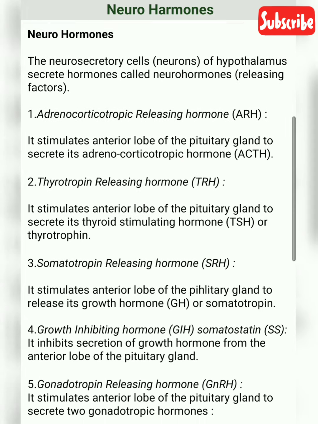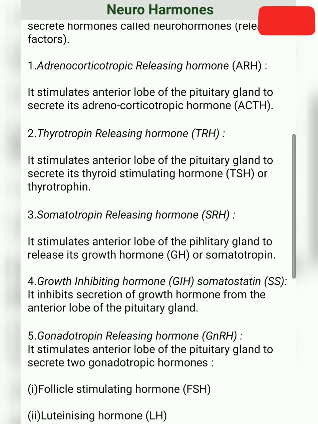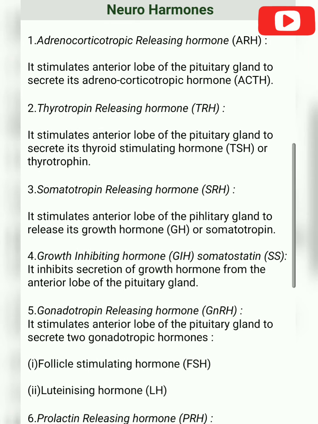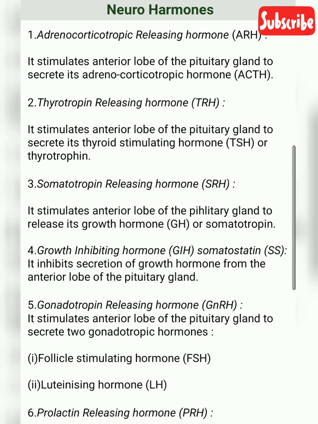2. Thyrotropin releasing hormone, TRH. It stimulates the anterior lobe of the pituitary gland to secrete its thyroid stimulating hormone, TSH, or thyrotropin. 3. Somatotropin releasing hormone, SRH. It stimulates the anterior lobe of the pituitary gland to release its growth hormone, GH, or somatotropin.